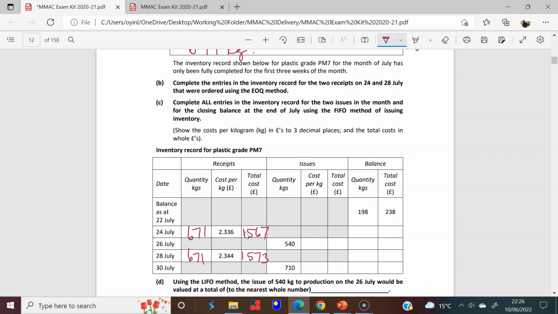Now the question then says, of course, we want to know what the totals are because this is the balance. So whatever's here is really the 198 plus the 671 units, isn't it? So you have 869 units. And of course, you have a total cost of this 1567 and the 238. 1567 plus the 238, and you have 1805. All right, I'll just change my pen color here to deal with the issues.